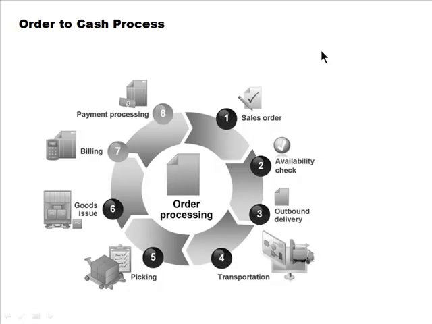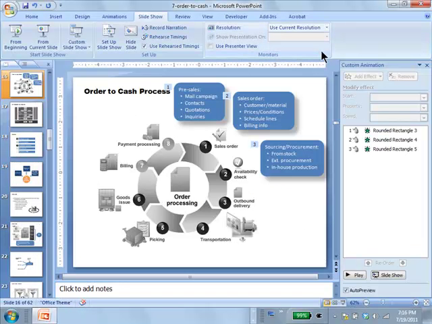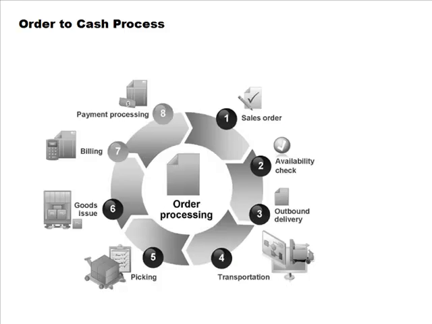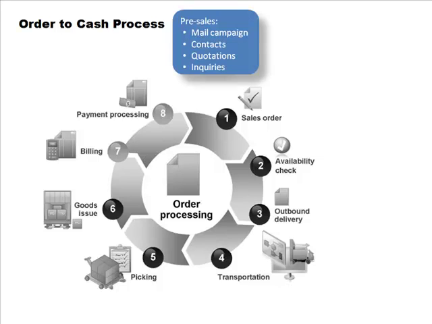So now we look at the order to cash process, which is the actual flow. Here, of course, we are showing a simplified process where the sales order is the first step, right? But in reality, of course, there would be pre-sales activities going on as well, right?